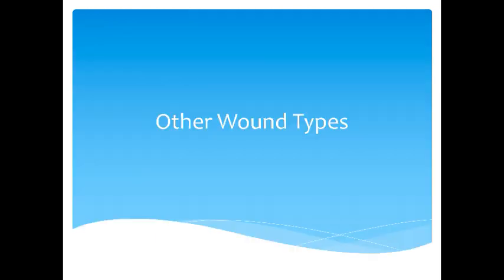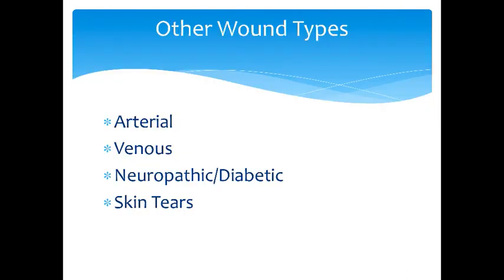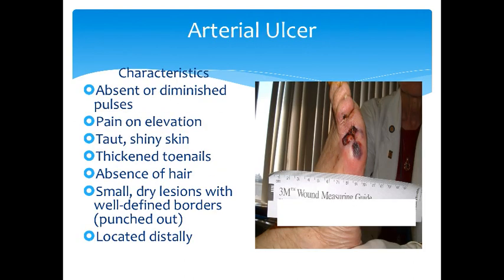So now we're going to talk about some other wound types, in case you guys have seen these. These are the other most common: arterial, venous. We say neuropathic or diabetic. It's kind of one and the same. We've already covered the skin tears. But this is a good example of someone with an arterial ulcer.